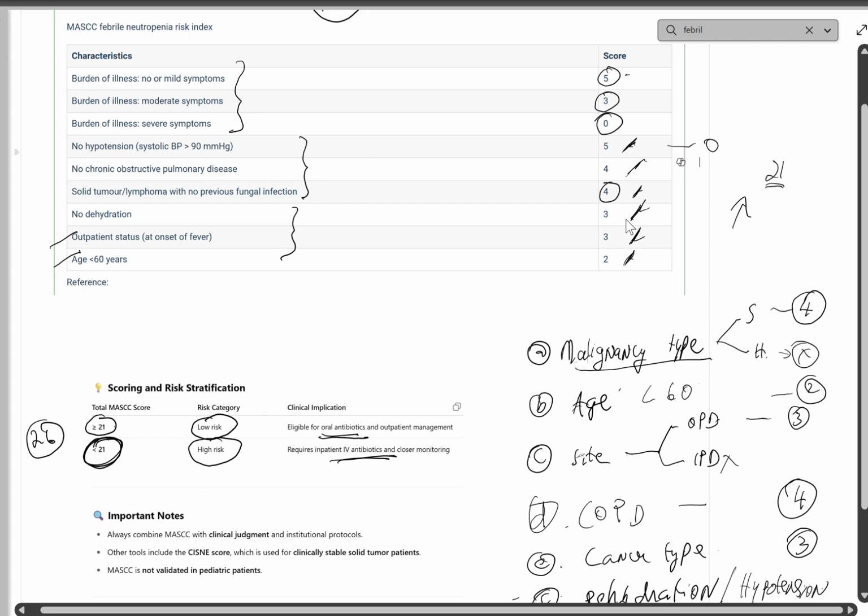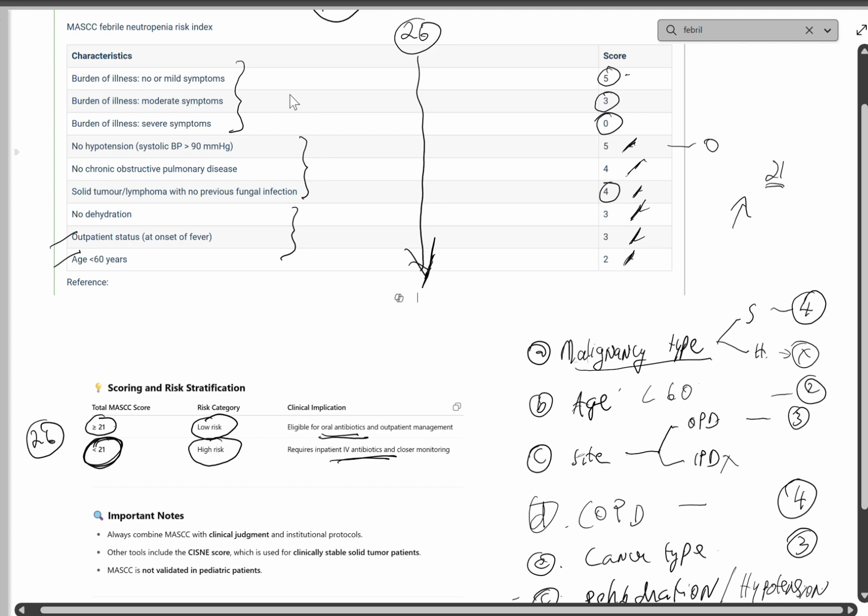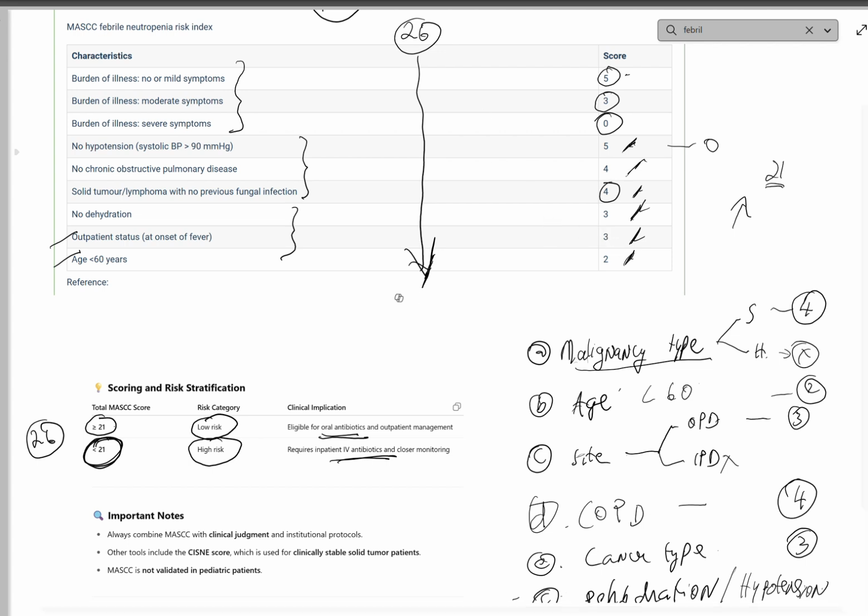So the best way to calculate the MASCC score would ideally be to start from 26 and then subtract one thing at a time. If you do it this way, it's much easier. So you start at a MASCC of 26, okay? And if they're symptomatic and they have severe symptoms, then you remove 5, so that is 21. And if the age is greater than 60, then we remove 2, so that's 19, and automatically need to admit them. Or if they have COPD, then it's 22, and then if they have dehydration, 19. So there you get the admission criteria.